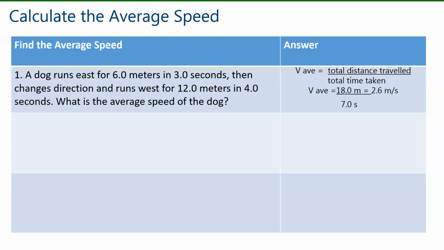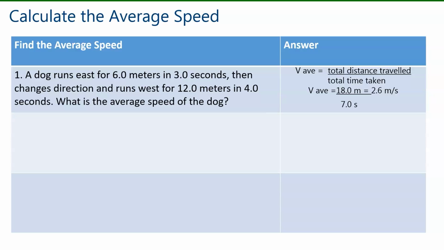So the formula for average speed is total distance traveled divided by total time taken. The total distance traveled here was 18.0 meters. When we added 6.0 meters plus 12.0 meters, we noticed that both numbers had 1 decimal place, so we kept 1 in our answer. And our time, we had 3 seconds plus 4 seconds gave us 7. Then we divided those numbers, and our answer is 2.6 meters per second, because we have the least number of significant figures as what is in the problem.